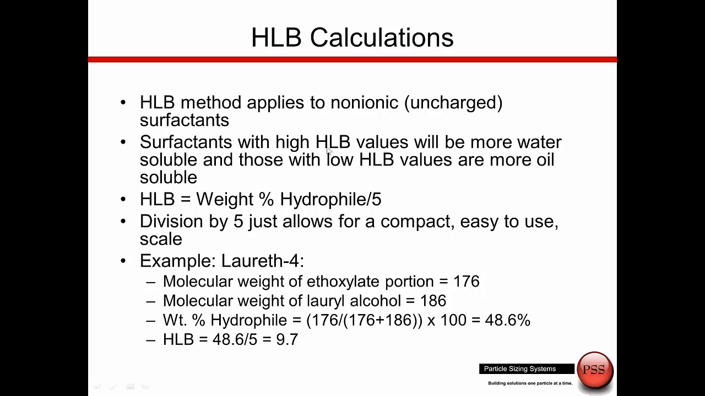The way to calculate these HLB values on your own is to look at the weight percent of the hydrophile over the total and then divide by 5. The divide by 5 just gets it to an easy scale to use. The example I give here for this surfactant, Laureth-4, is you take the molecular weight of the ethoxylate portion, 76, and then the lauryl alcohol portion is 186. And you just take the hydrophile portion and divide by the total times 100, and you divide by 5, and you'd see that for this given surfactant it has a value of 9.7.